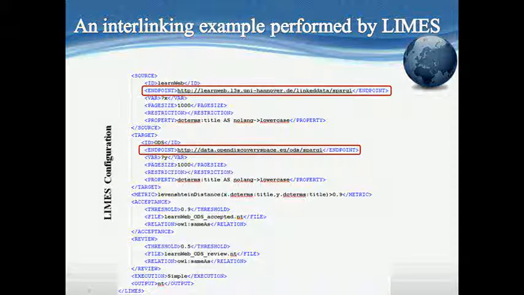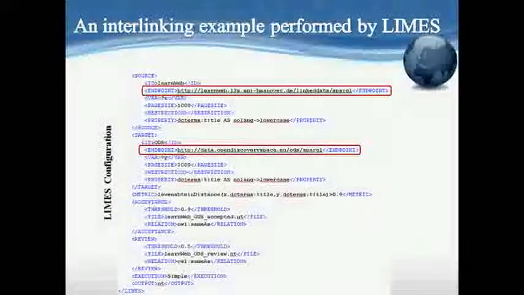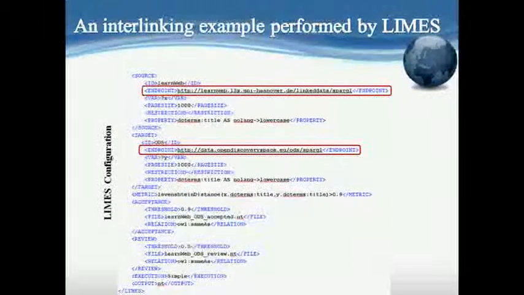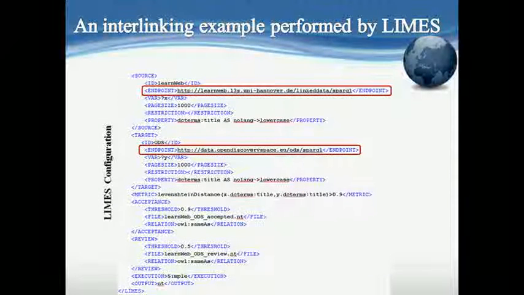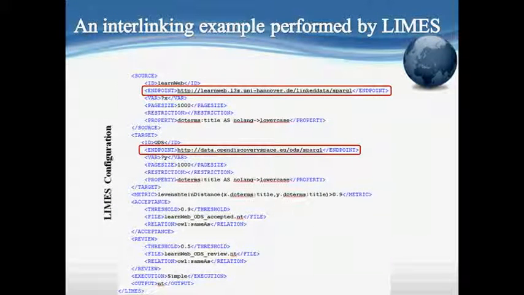We want to use the Levenshtein algorithm for finding similarity between titles, and we want to use a threshold. The threshold is 90%. It means that if two titles have more than 90% similarity, the tool should consider these two strings as matched. And this is some information about the target file result, and you have another file as well.